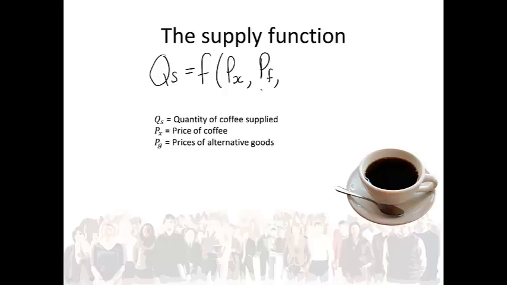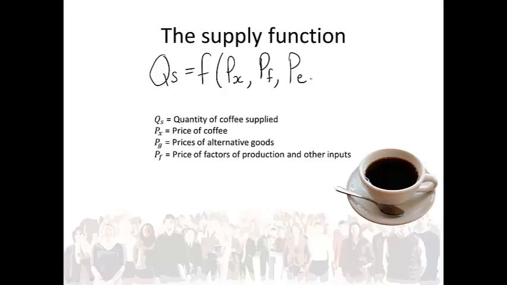Then the expected price of coffee. If a producer thinks that coffee will be worth much more tomorrow, he will rather sell all his coffee tomorrow than today. Therefore, the quantity of coffee supplied today will decrease. So, the expected price.